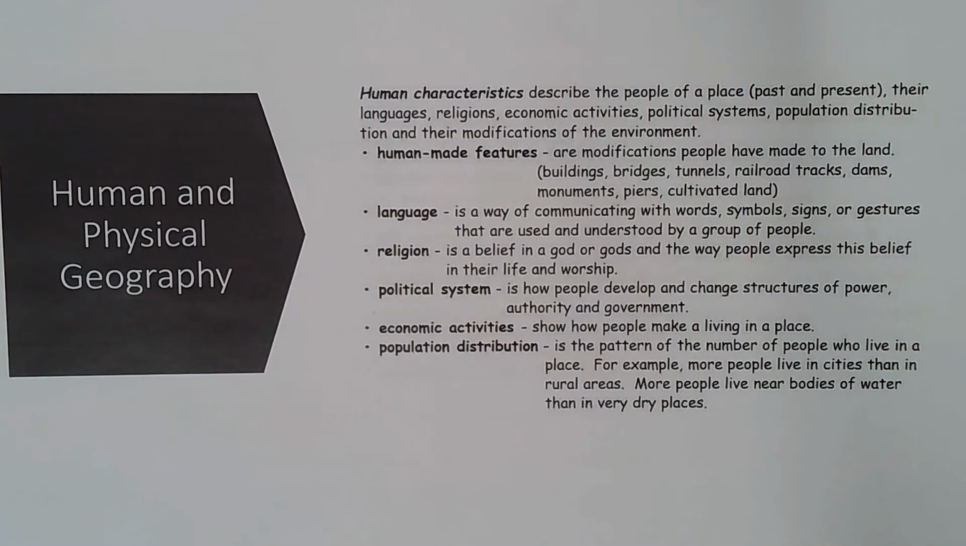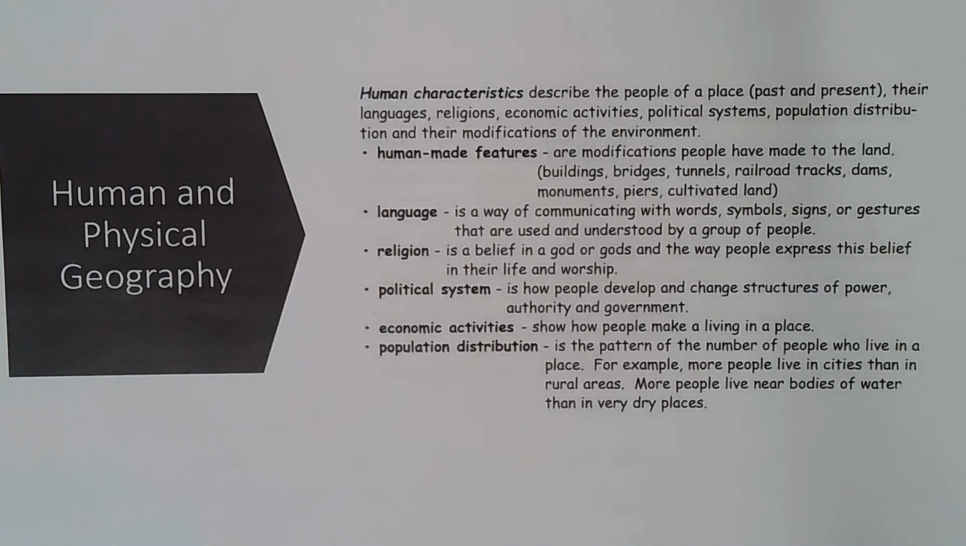Religion, as we know, is a belief in a god or gods, and the way people express this belief is their life and worship. Again, that is to do with human characteristics and human geography. The political system is how people develop and change the structures of power, authority and government. So every country has a government, and every country might have a different electoral system and how they vote, how they elect people to parliament, how cities are run, how countries are run. But again, that's all to do with humans, so that again is human geography.